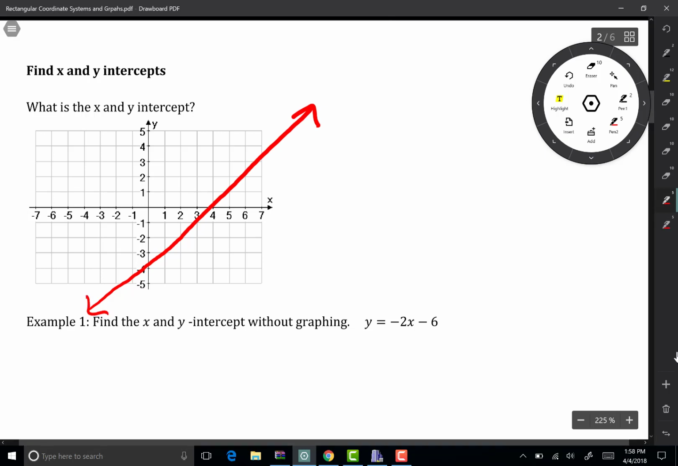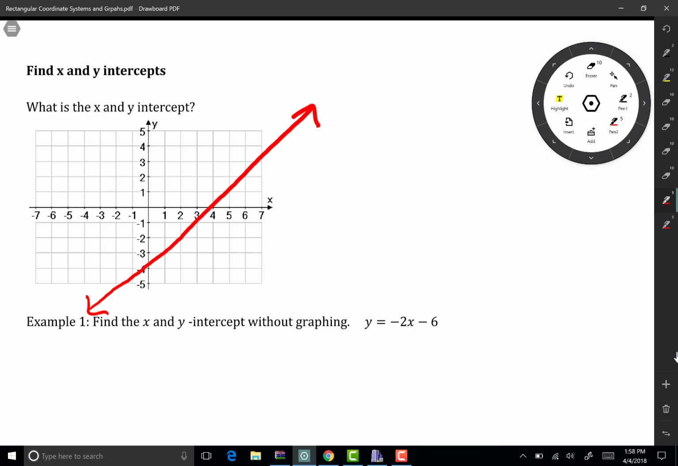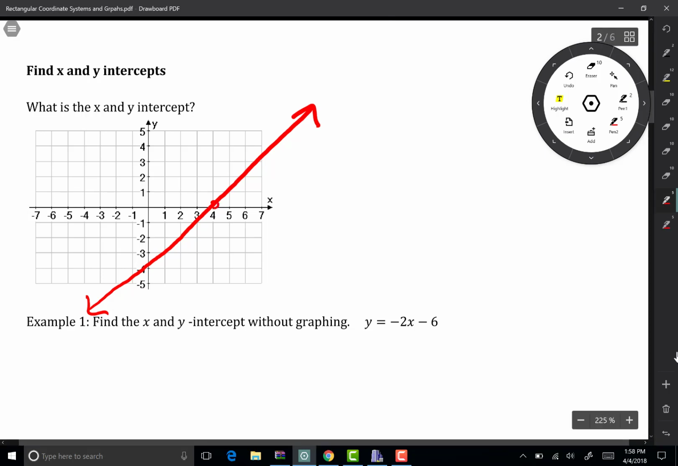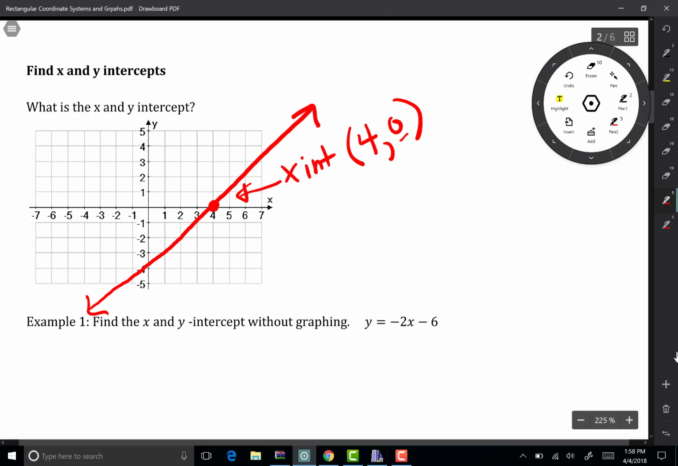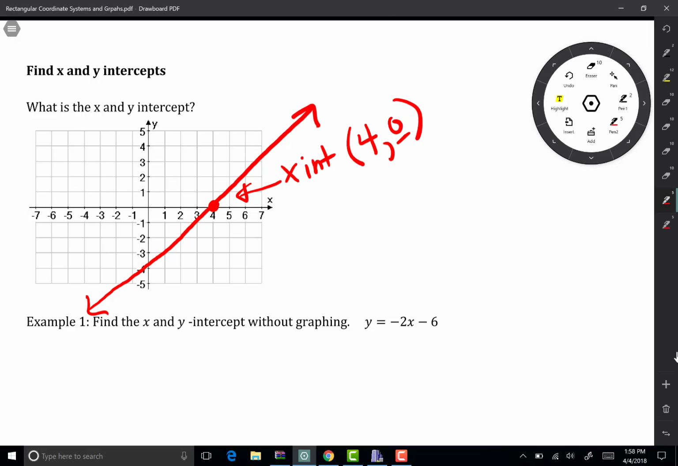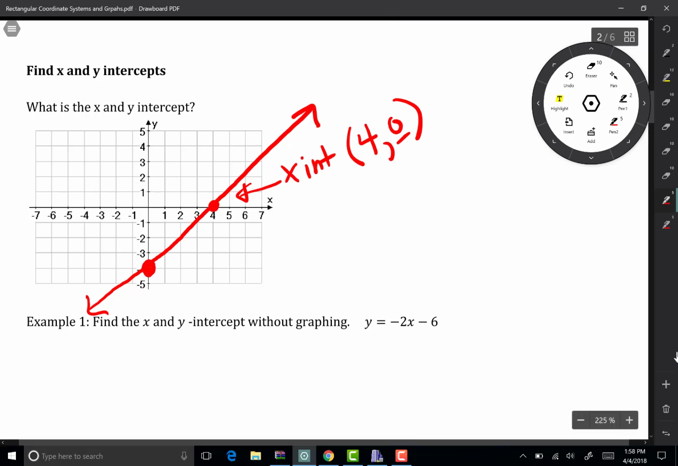So, for example, if I had this line graphed on our rectangular coordinate plane, the place that it crosses the x-axis would be right here, so this would be the x-intercept. Notice that that point is the point 4, 0. That is because any point that's lying on the x-axis is going to have a y-coordinate of 0.